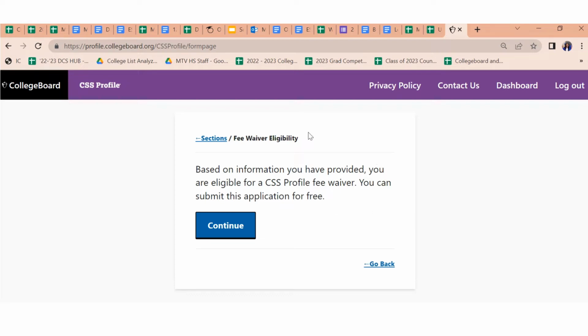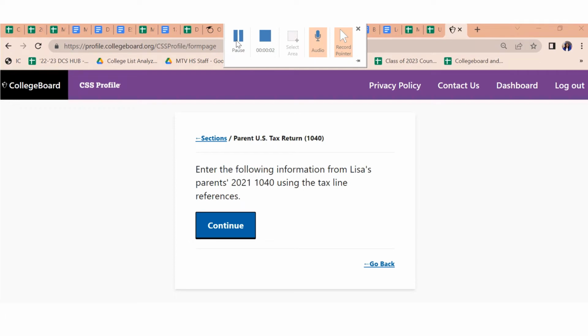So, again, as I talked about before, you might see this pop up based on your family's income. If it is below $100,000 a year, you are going to qualify for a CSS profile fee waiver, and you will not have to pay the fees to send this to each school. And so we're going to continue entering information directly from the parent 1040.